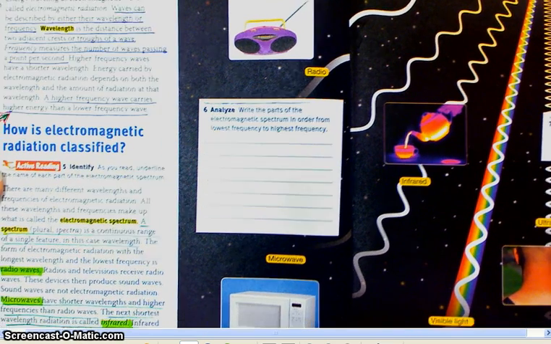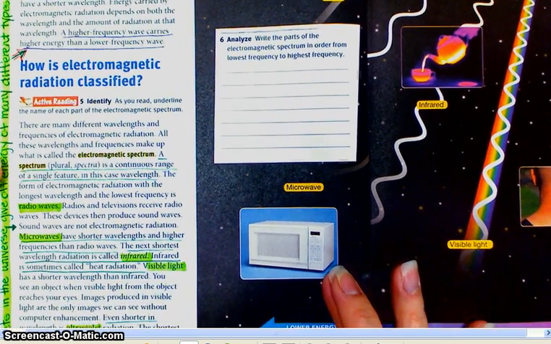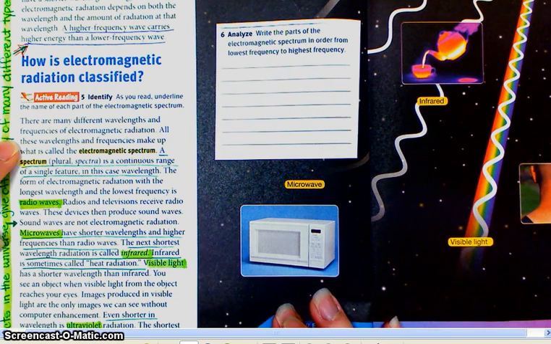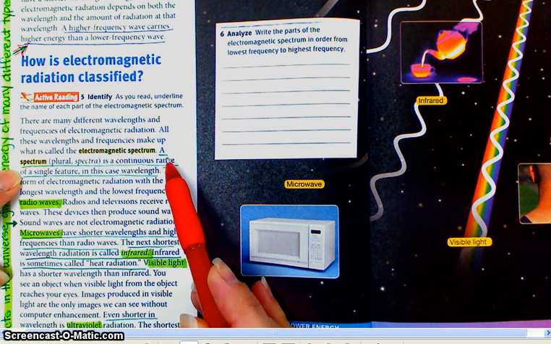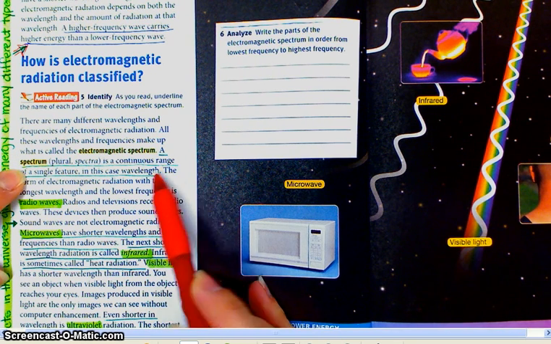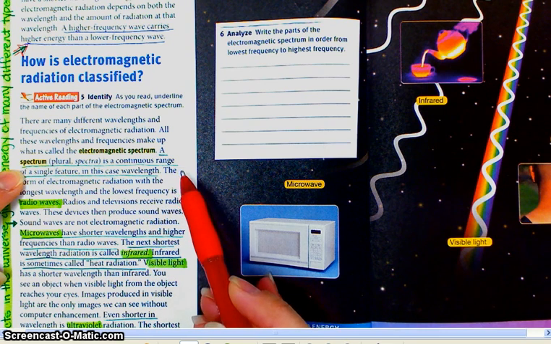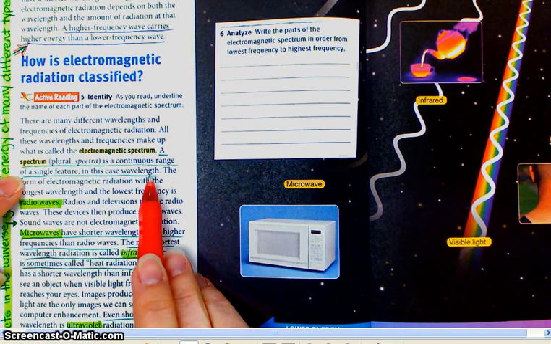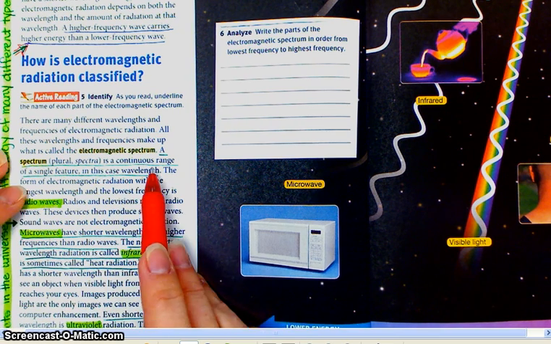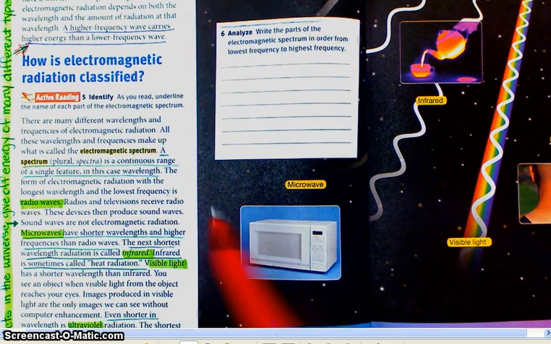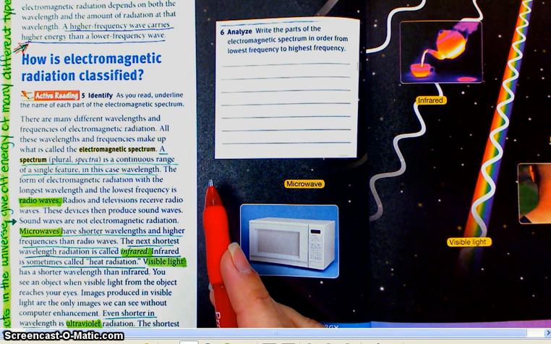So then we're going to go down here. How is electromagnetic radiation classified? All of these wavelengths and frequencies make up what's called the electromagnetic spectrum. And just in general, not just in science terms, the word spectrum just means a continuous range from one extreme to the other. So when we talk about the electromagnetic spectrum, we're talking about electromagnetic waves from the very longest wavelength, like radio waves, to the very shortest wavelength, like gamma rays. So it's a spectrum. It's a range of all of our possibilities.